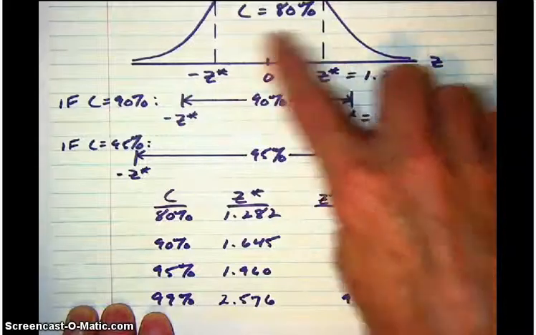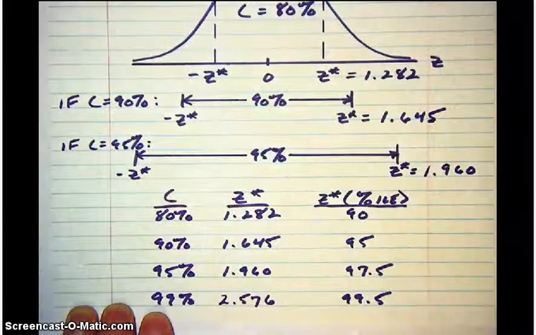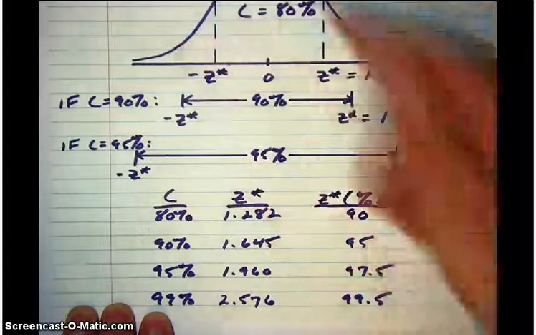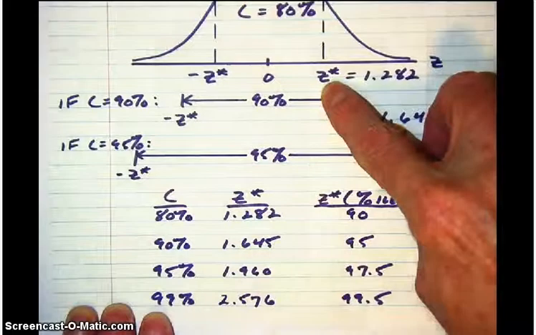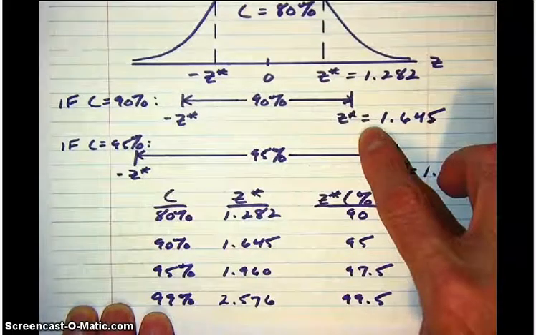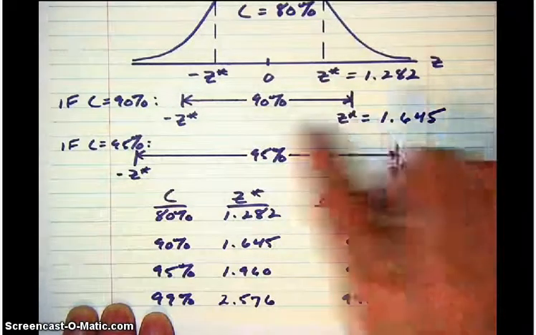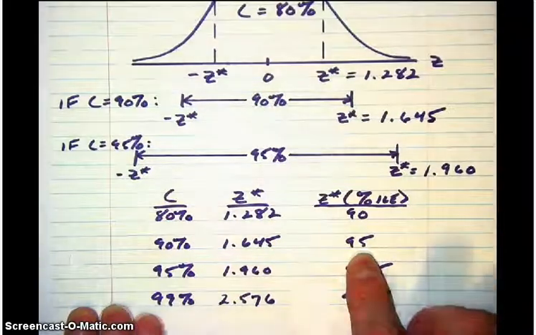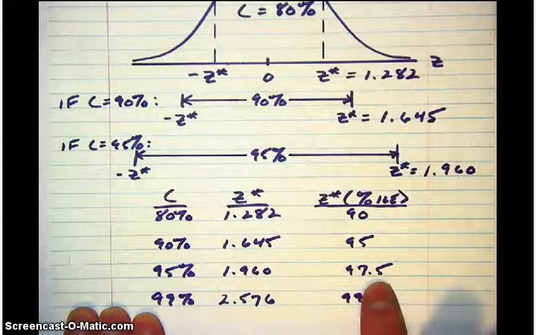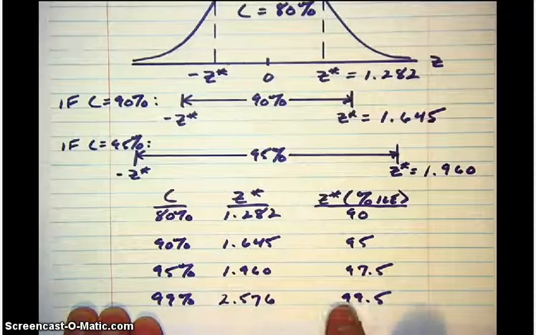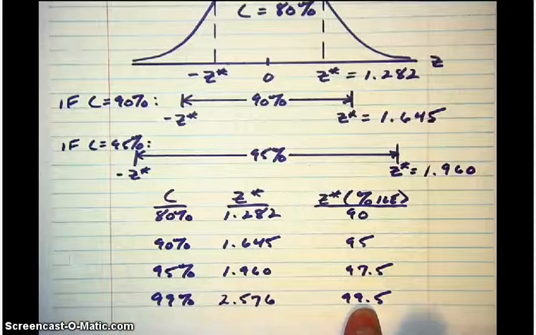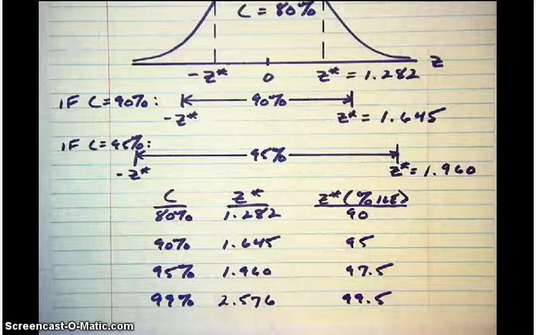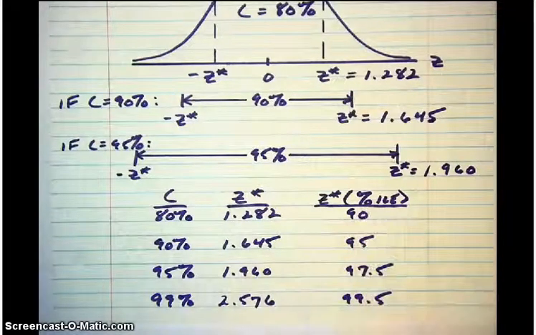Now this Z star right here is a certain percentile on the Z distribution. And that percentile is the level of confidence plus the area in the left tail. For 80%, that's 10% to the left of that in that left tail, and 10 plus 80 makes 90%. So this is the 90th percentile of that distribution. If you go to 90% confidence, you'll have 90% in the middle plus 5% over there. That makes this the 95th percentile. For 95% confidence, this would be the 97.5th percentile. And for 99% confidence, the right boundary would be the 99.5th percentile. Okay, so that's how you can relate these confidence levels, these Z stars, these critical values, and these percentiles together.